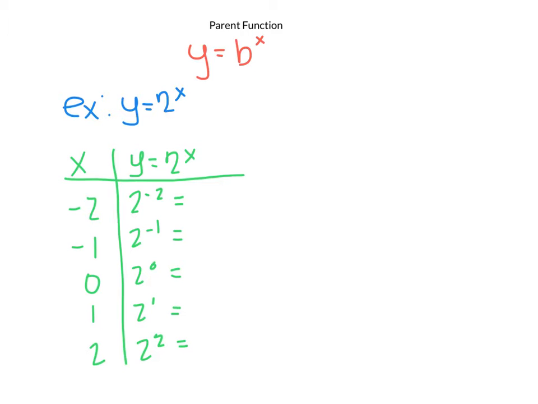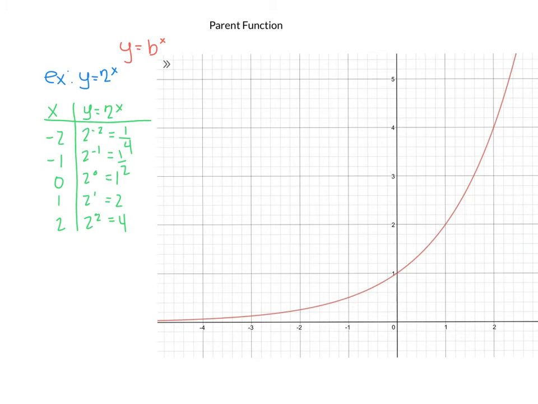Our x values are -2, -1, 0, 1, and 2. When plugged into the formula, you get 2 raised to the -2 is 1/4. 2 raised to the -1 is 1/2. 2 raised to 0 is 1. 2 raised to 1 is 2. And 2 raised to 2 is 4. This is how you graph y equals 2 raised to the x power.